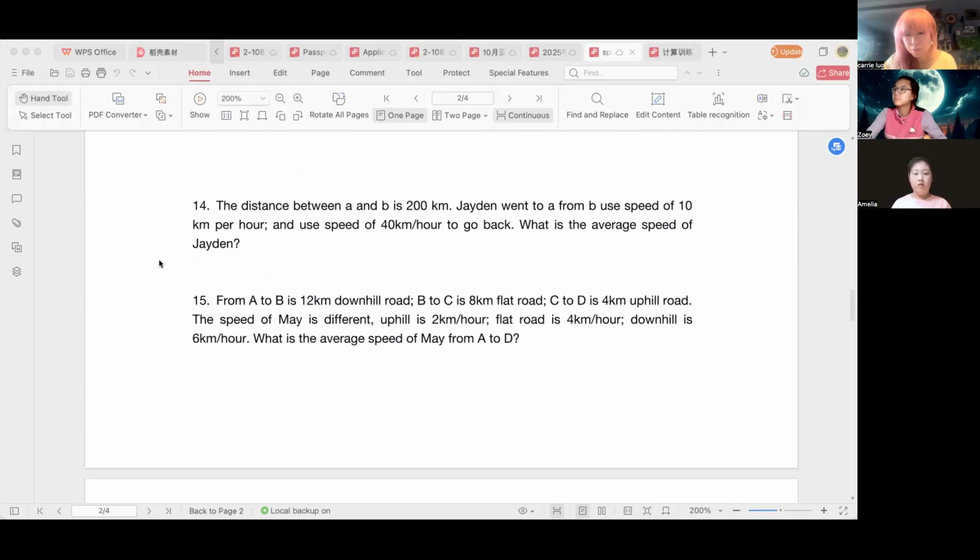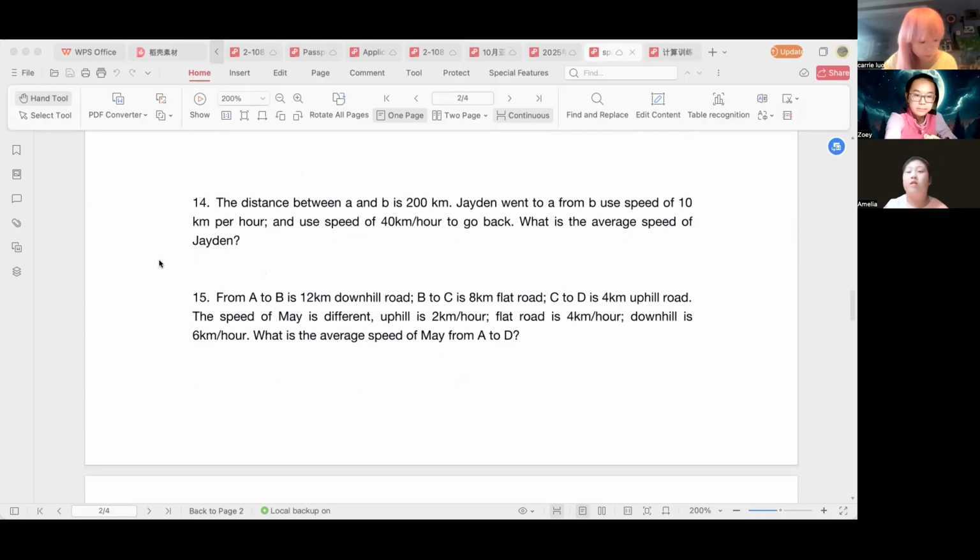Okay, number 14. Zoe, can you read the question for me? The distance between A and B is 200 kilometers. Jaden went from A to B using a speed of 10 kilometers per hour and using a speed of 40 kilometers per hour to get back. What is the average speed of Jaden? Okay, so still we're doing the average speed.